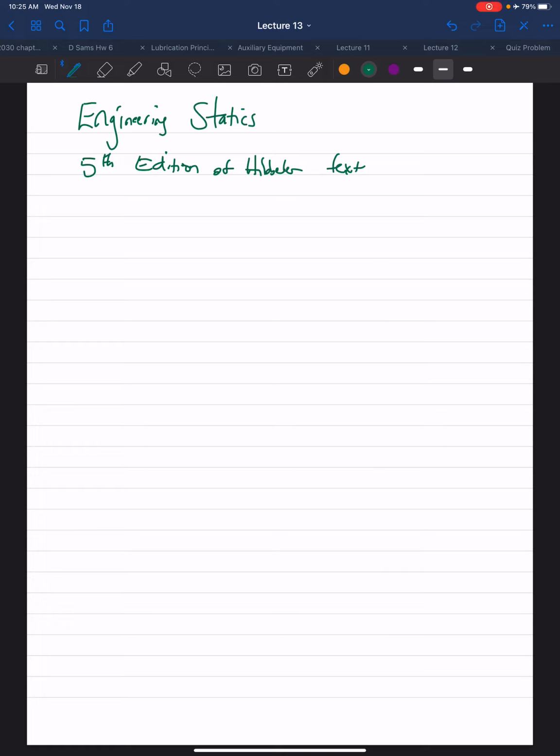So let's continue off where we left in chapter 5, method of sections. Let's cover a couple more problems before moving on to chapter 6. So let's begin on page 247 in your text.